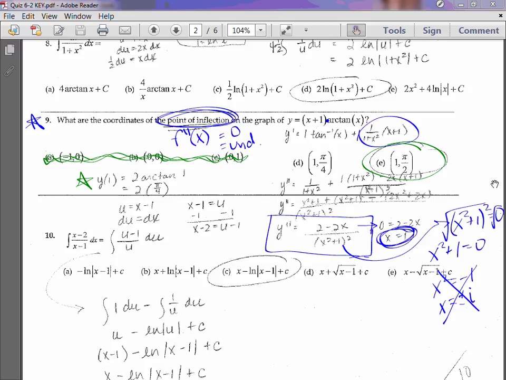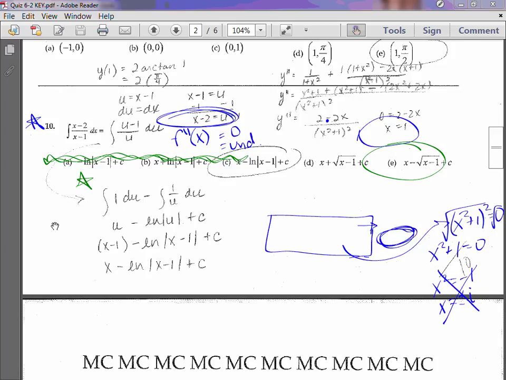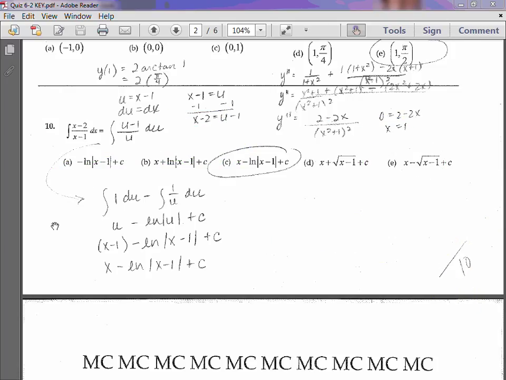All right. So now let's take a look at number 10. I feel like number 10 was one of the harder integrals on this. All right. So number 10. This doesn't look like an inverse trig. We don't have perfect squares in the denominator, so don't try traveling down inverse trig.